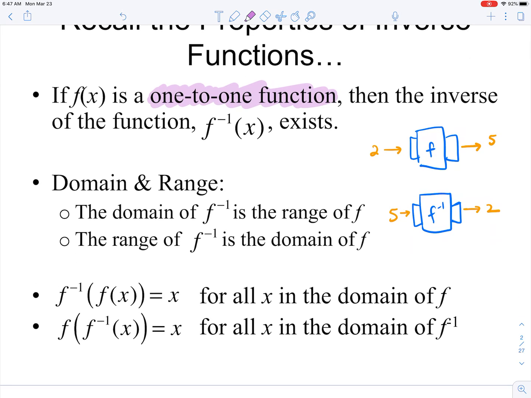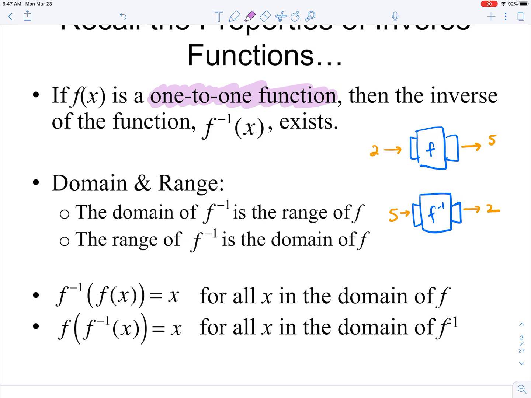The domain and range, and this can be seen in my little picture of the function machines, but the domain and range is flip-flop for a function in its inverse. So the domain of f inverse is the range of the function f, and the range of f inverse is the domain of the function f.